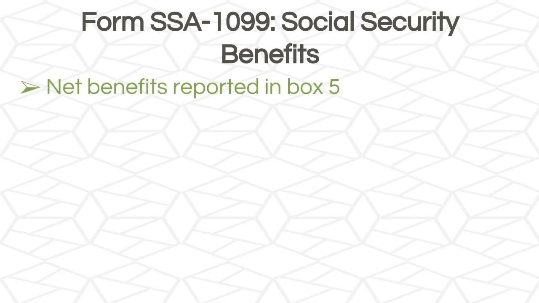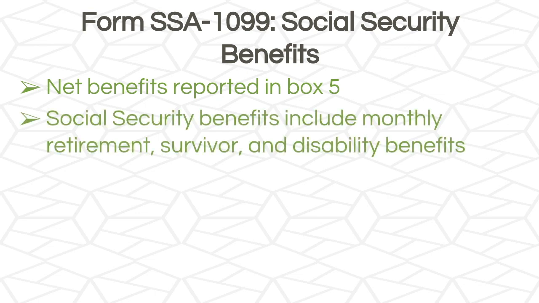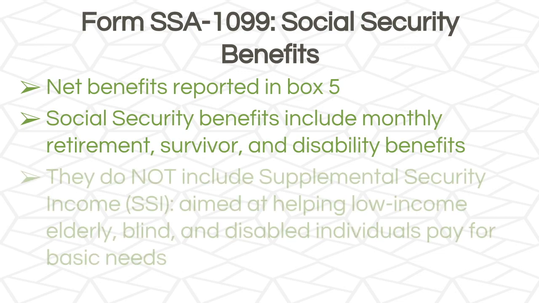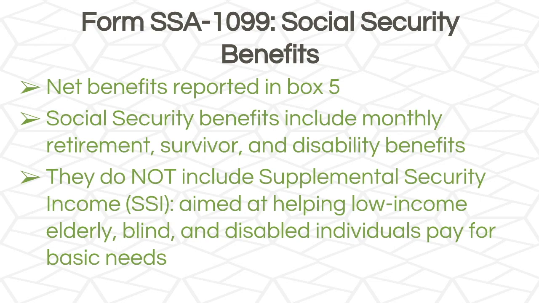So like I mentioned, in box 5, we have our net benefits. And these Social Security benefits will include monthly retirement, survivor, and disability benefits. As y'all know, Social Security benefits are different from SSI, which is Supplemental Security Income. And SSI is really aimed at helping low income, elderly, blind, and disabled individuals pay for basic needs.